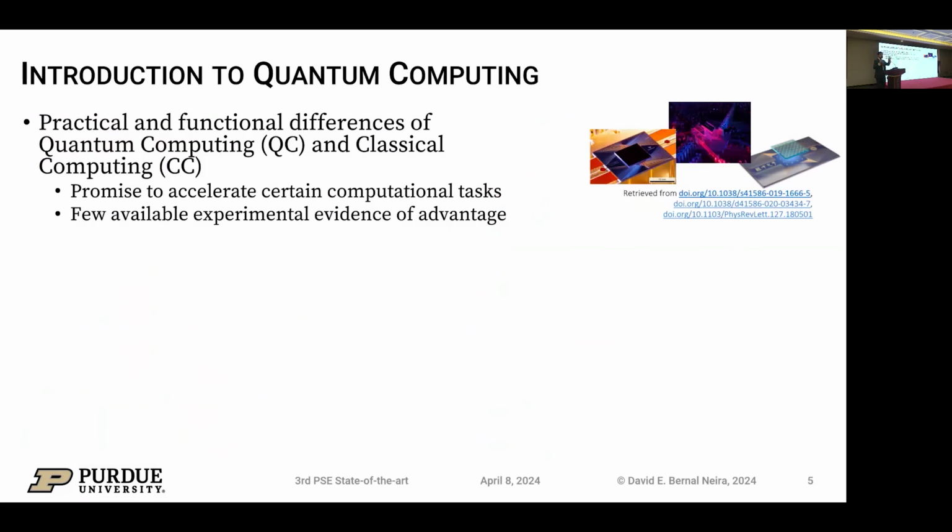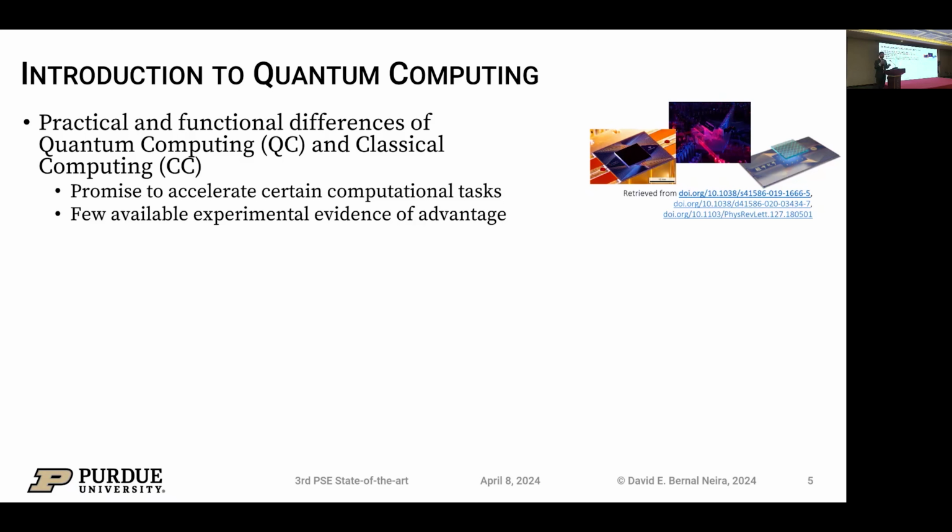I assume that you don't have it, so let me just speak a little bit about it. There are basically practical and functional differences between what we call classical computers, which are those that don't take advantage of quantum mechanics to do computation, and quantum computers. That's the difference. And the promise is that we can accelerate certain computational tasks.